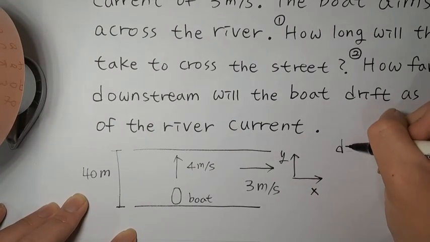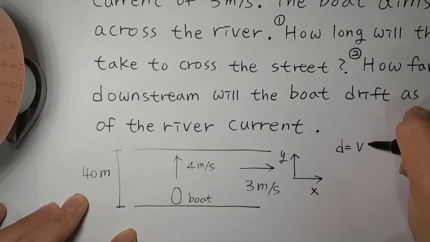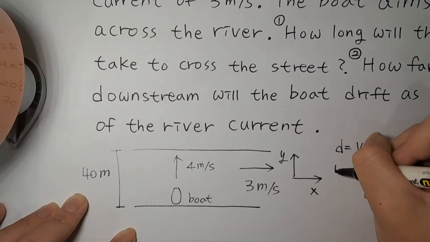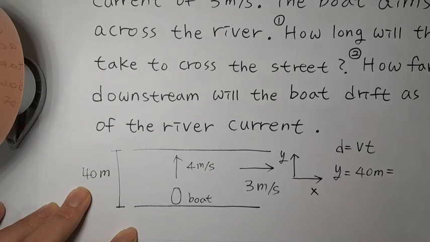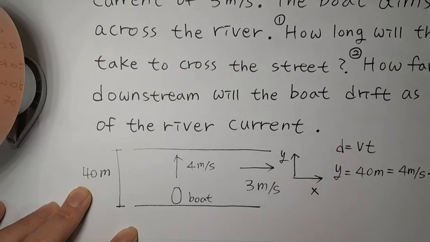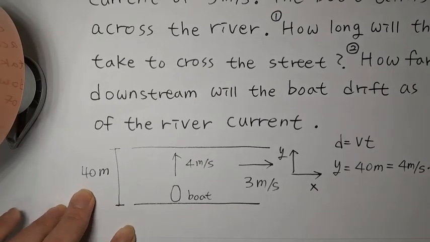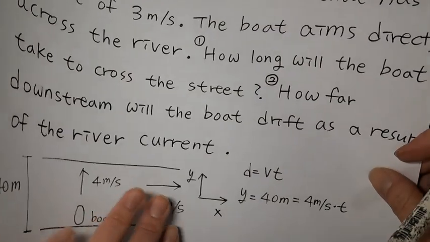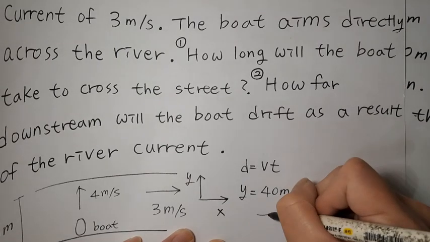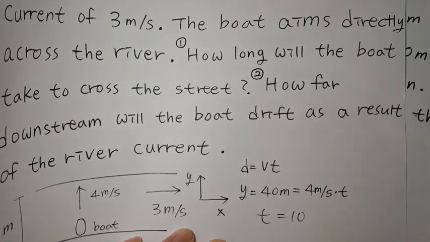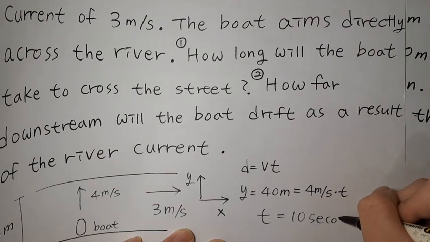So distance is equal to velocity multiplied by time, and the width is 40 meters, and this is equal to velocity multiplied by time. So time is going to be 10 seconds.